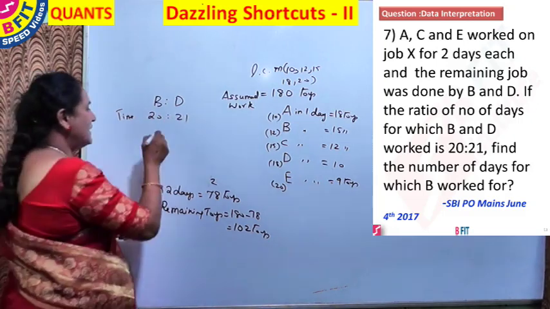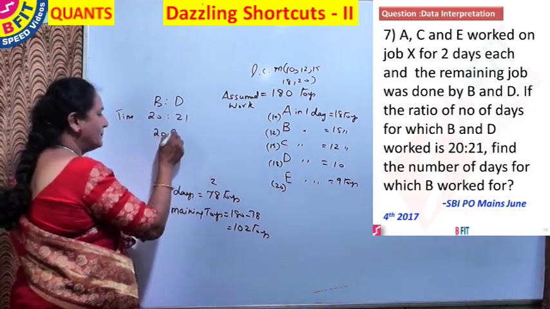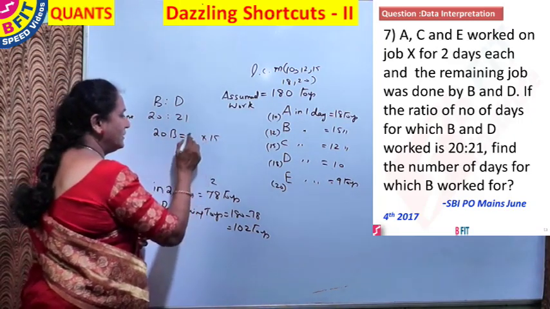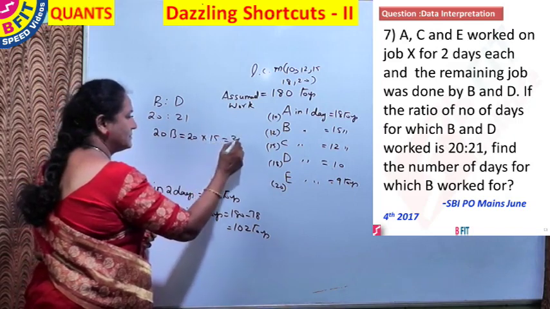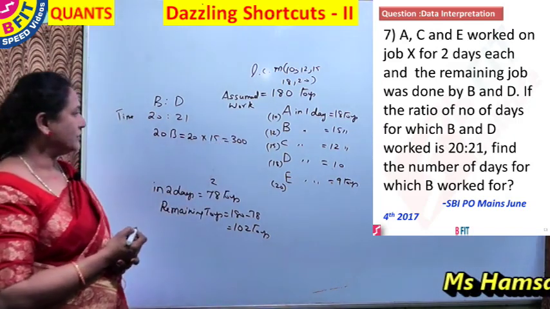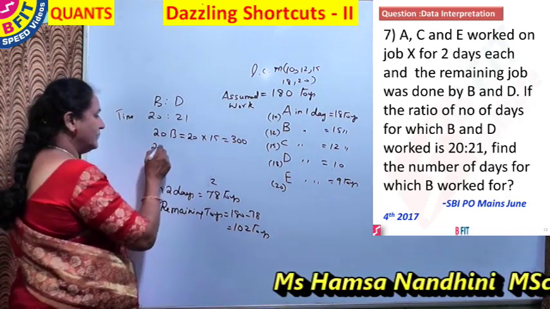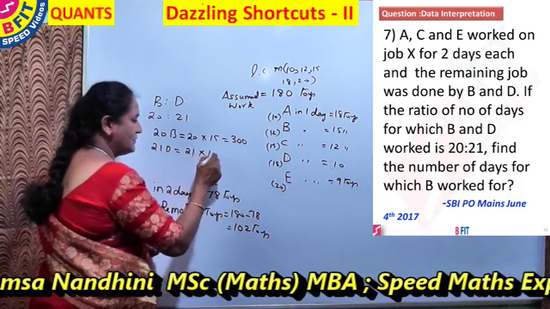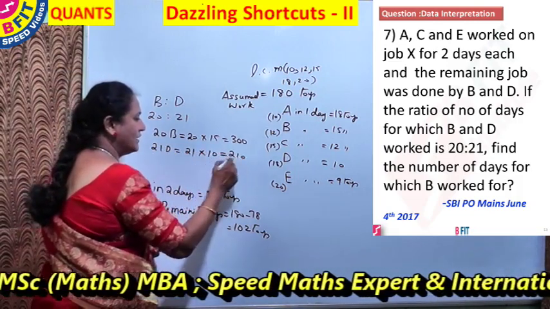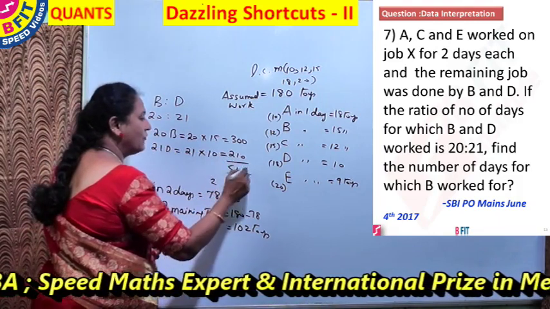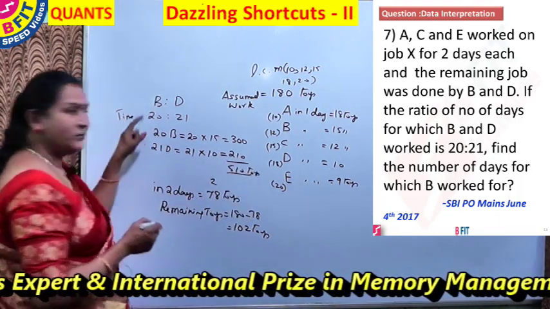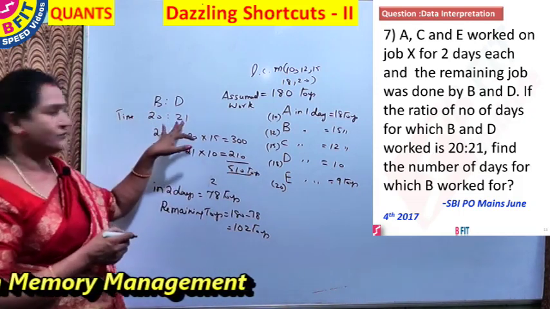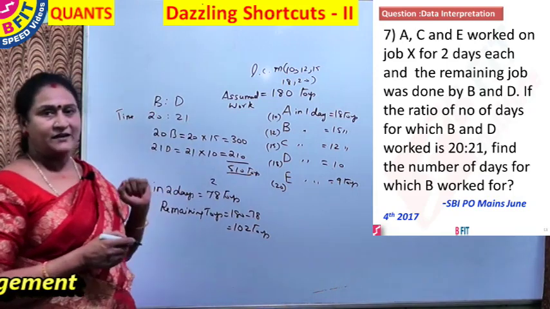So I'll take B's 20 days work. Per day B can make 15, so in 20 days B can make 300 toys, and this 21 for D. In 21 days, 1 day 10, in 21 days 210. So we get a total of 510 toys. According to this ratio, if B has worked for 20 days, D has worked for 21 days, they can make 510 toys.